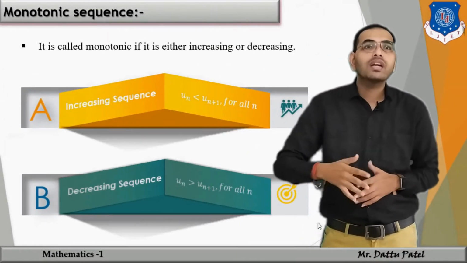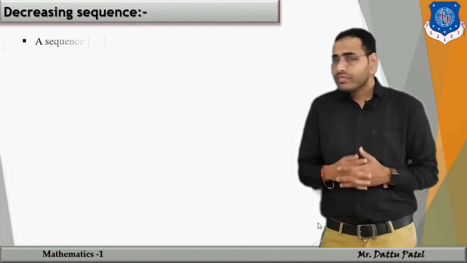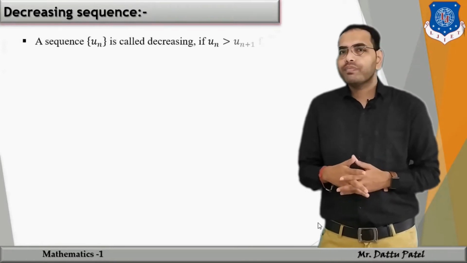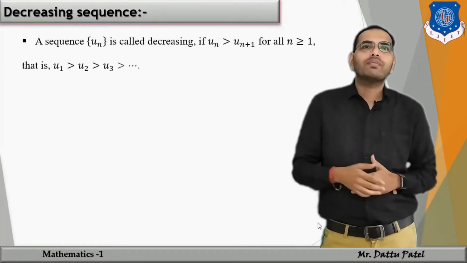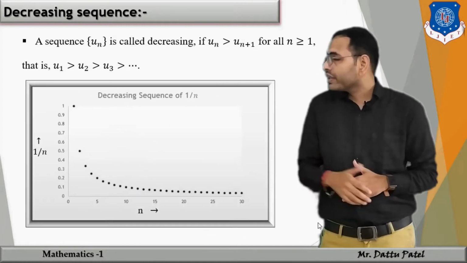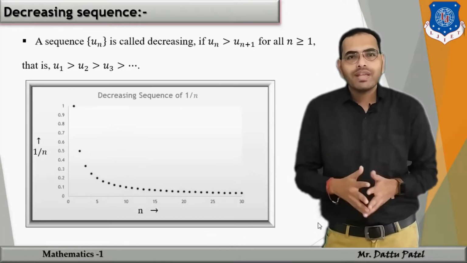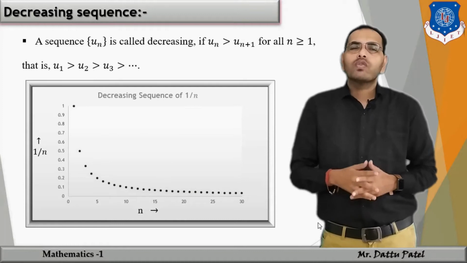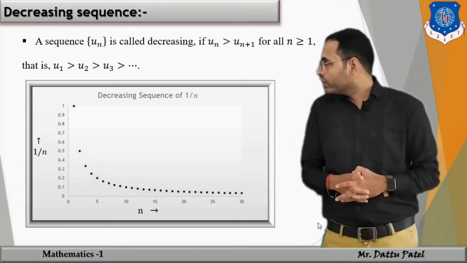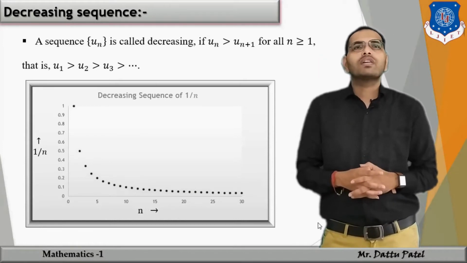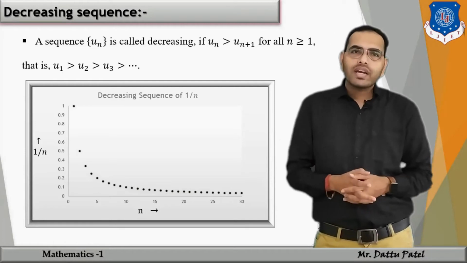Now let's see the decreasing sequence. If u_n is greater than u_(n+1) for all n greater than or equal to 1, that means u1 is greater than u2, which is greater than u3 and so on, then we can say that our sequence u_n is called a decreasing sequence.